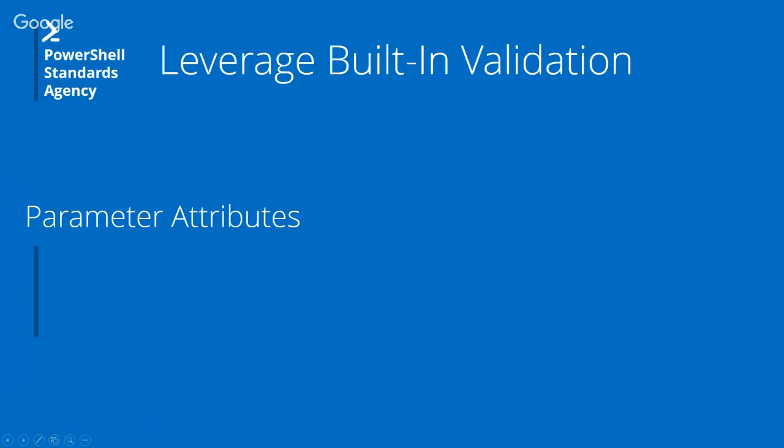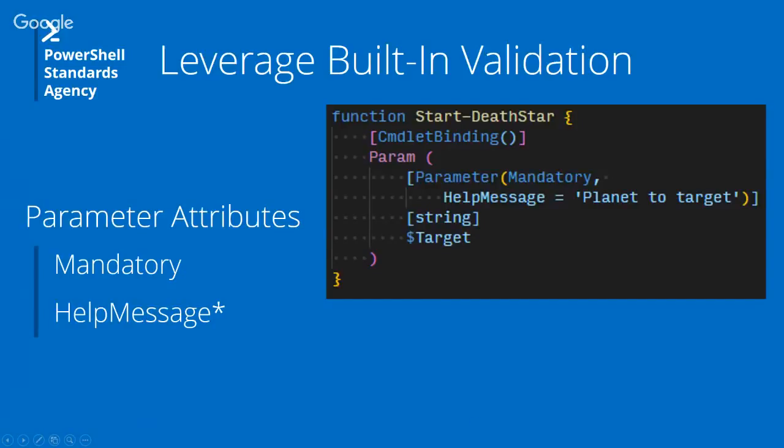So the next one under built-in validation is parameter attributes, and these are sometimes known as decorators. So there's a few that relate to standards and practices, mandatory and help message. These are probably quite self-explanatory, but I'll step through them anyway. The first one, or both of these together in the example there, you can see we're declaring a parameter called target. We've set it as mandatory, and we've added a help message of "planet to target".